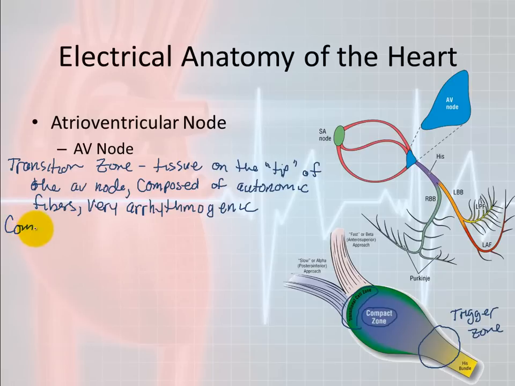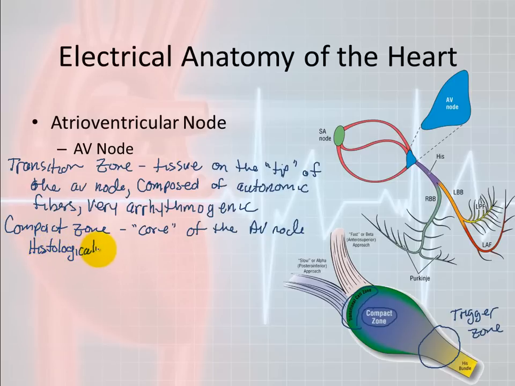The next zone is the compact zone. This compact zone is considered the core of the AV node. Histologically, the compact zone is very similar to the SA node. Which means if you end up with a junctional rhythm, this is probably an area that it would come up to. This is the area that would be affecting that. This would be the nodal cells, and we'll get into what a nodal cell is later, of the AV node. This is the nodal cell itself.